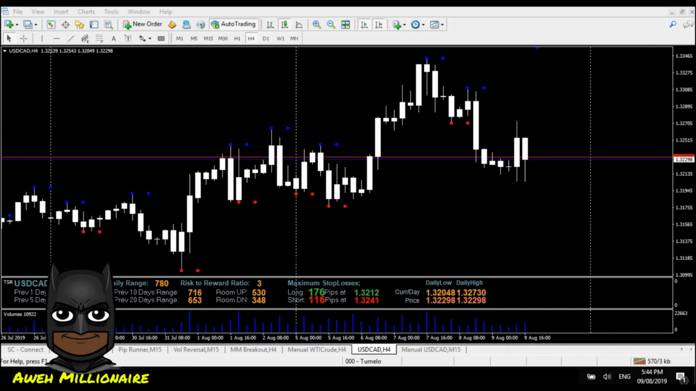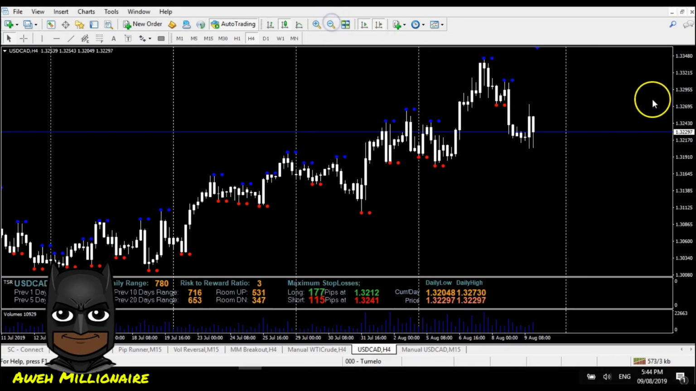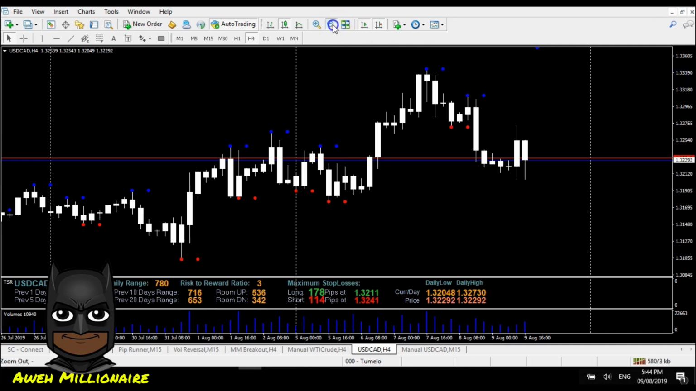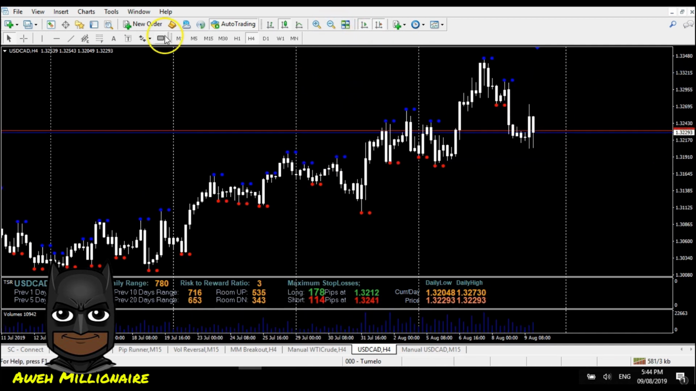So here we have a clean $CAD chart. Again, step number one, okay, it's very easy. First step is you need to know where the important levels are, okay? And in this case, we are looking for supply and demand.